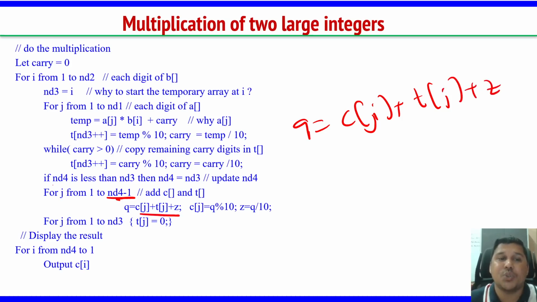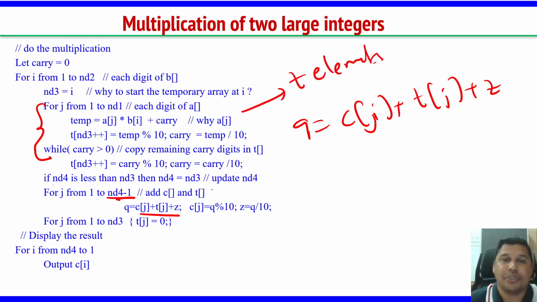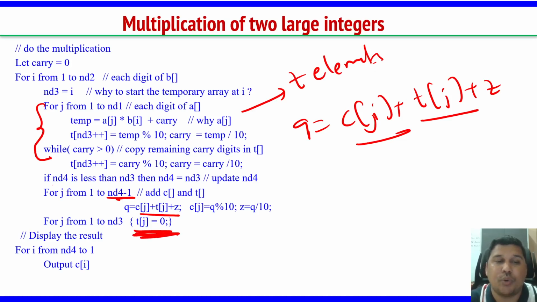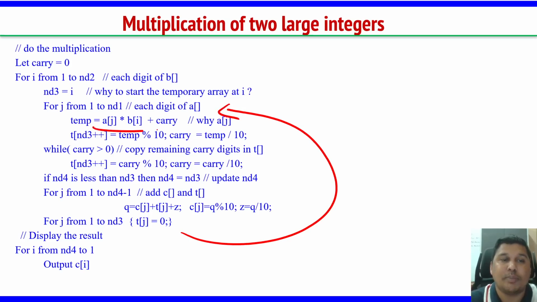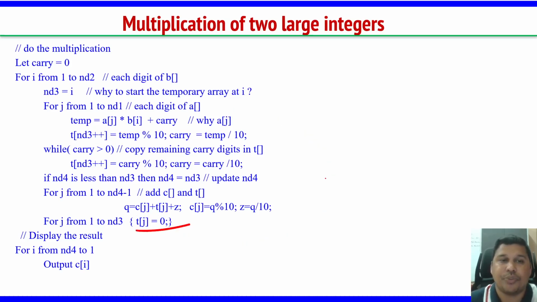Why? Once the iteration is over, this logic will fill the T elements. Then I have to add that T with the C. And once that is done, you see I am making T 0 again. Once the addition is over, erase all the elements of T and make it 0. Again from here go back to the iteration, do the multiplication, fill the T array, add the T array with the C array and make T 0. Repeat it like this. So this is the approach of finding the multiplication of two large integers.